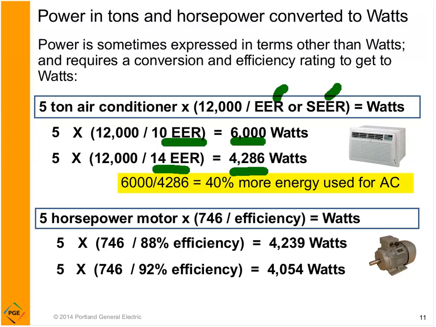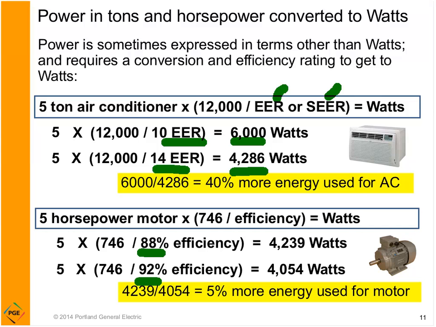Same thing applies to horsepower. The formula is a little bit different. In this case, we are taking a 5 horsepower motor, 2 different choices. One has an 88% efficiency, the other one has 92. And if you apply the formula, you'll see that you get another significant energy difference by buying the higher efficiency unit. So the message here on this slide is, even though we're maybe not talking about watts, tons and horsepower are important factors, especially their efficiency.